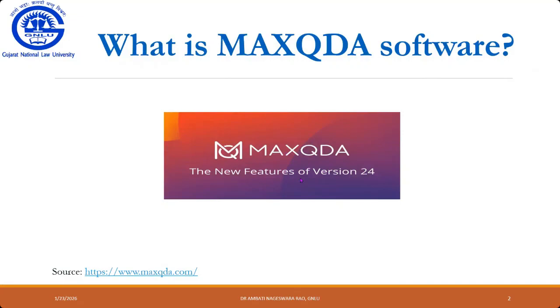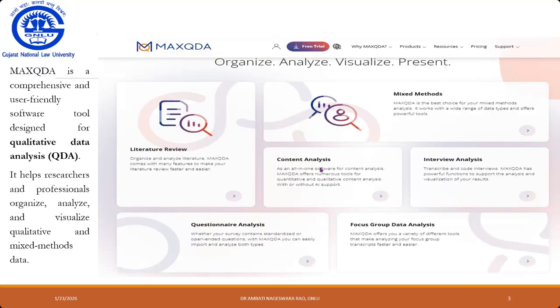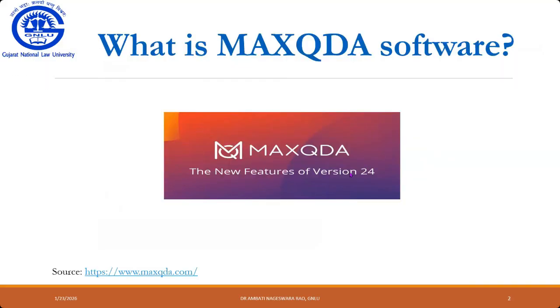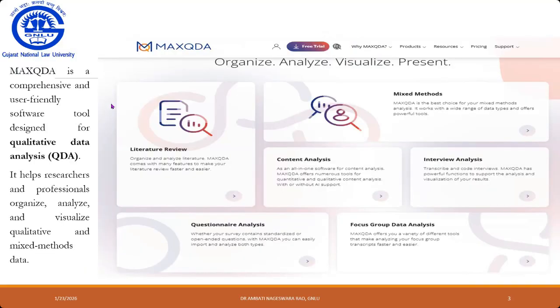Right now, we are going to install version number 24. So we can imagine that it has already completed 23 versions, and we are into the 24th version. So before going to talk about version 24, let's try to understand the software. MAXQDA is a comprehensive and user-friendly software tool designed for qualitative data analysis.